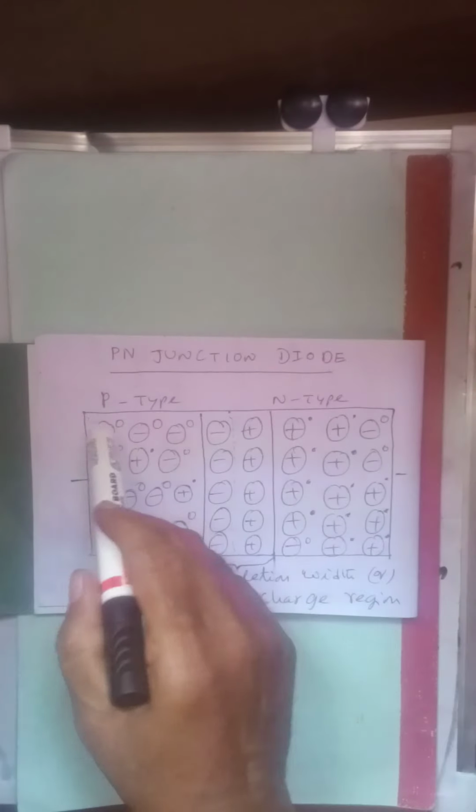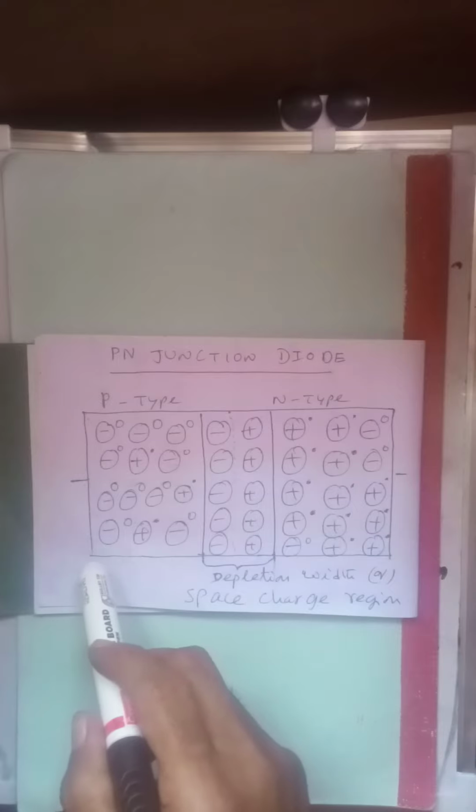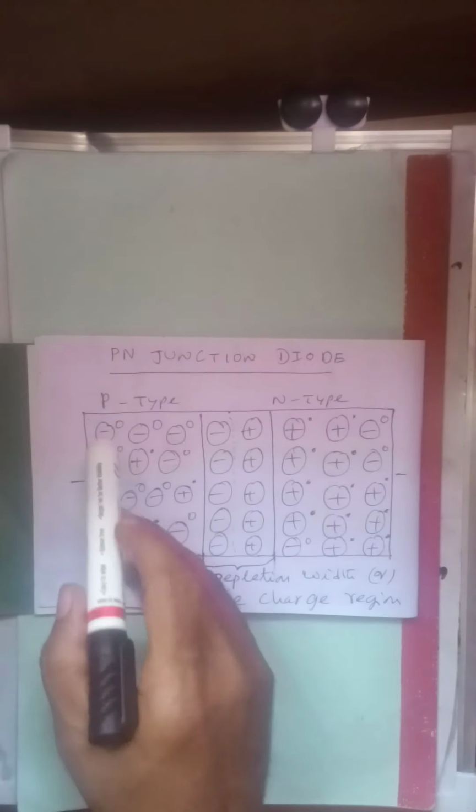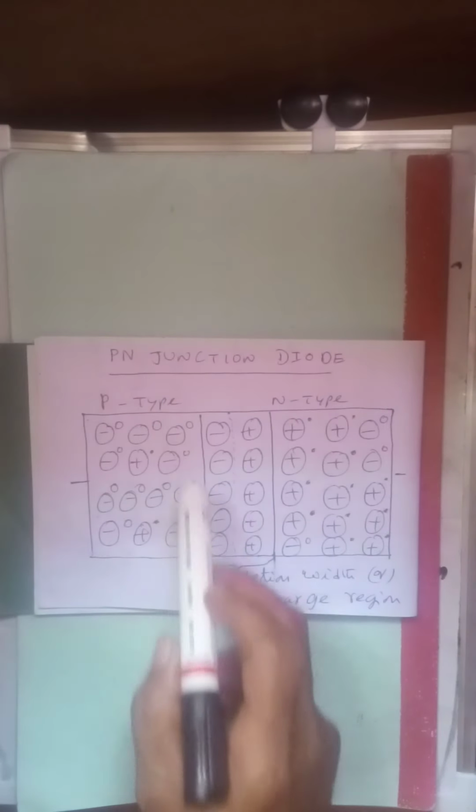So this is about the p-n junction diode, its current equation and its p-n junction characteristics. This is the structure of the inside of the p-n junction diode. This is p-type and this is n-type. P-type means acceptor atoms are there here, and n-type means donor atoms are there. They are trivalent atoms and pentavalent atoms respectively.